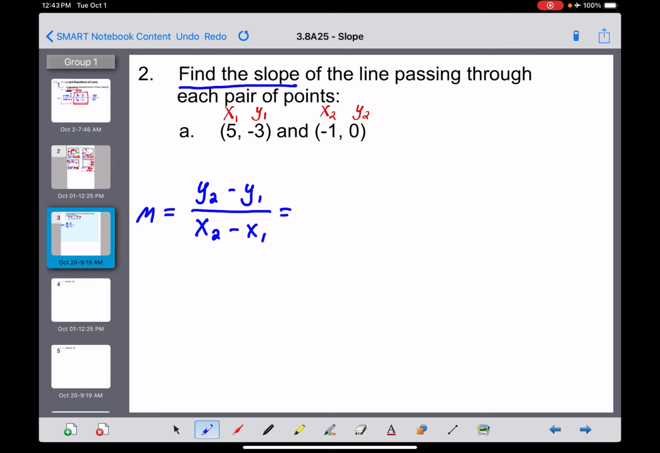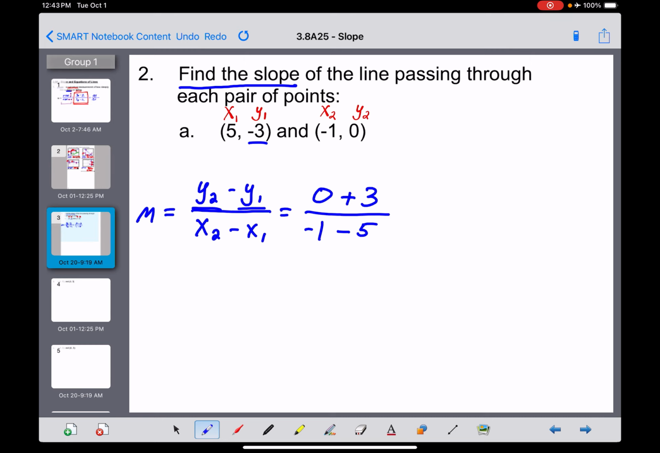So now we've written the formula. Let's just fill in what we know. The y2 here we said was 0, and then minus y1, which is -3. Now the formula says minus, so I definitely think subtraction, but we're subtracting a -3. So rather than writing minus -3, we know that minus -3 is just going to become a +3. Down on the bottom, x2, the second x-coordinate is -1, minus, because that's what the formula says, and then x1 is 5.